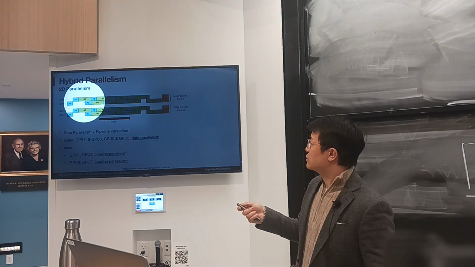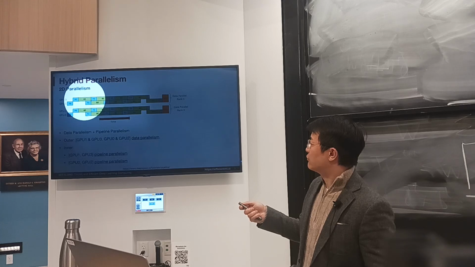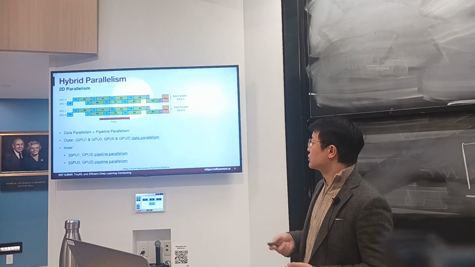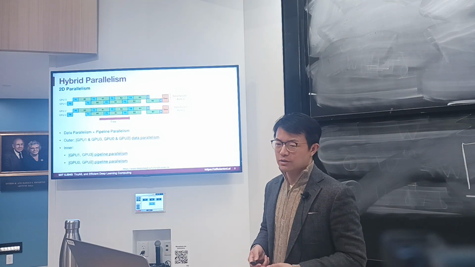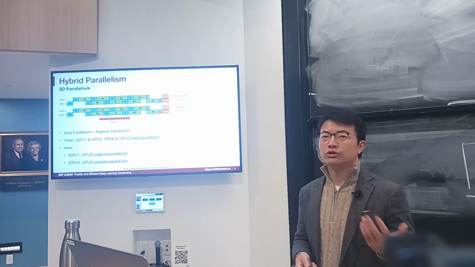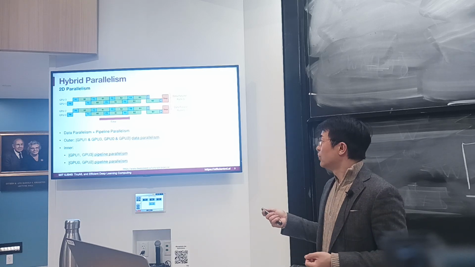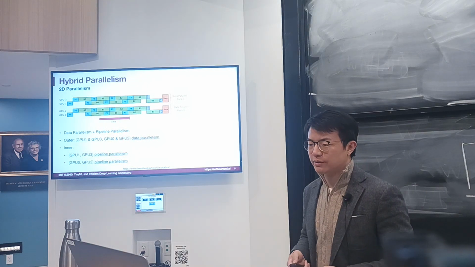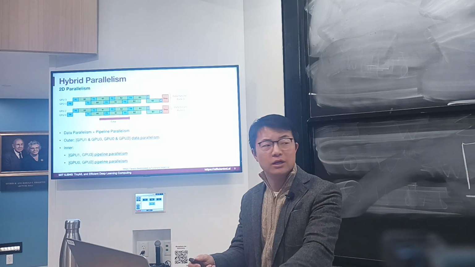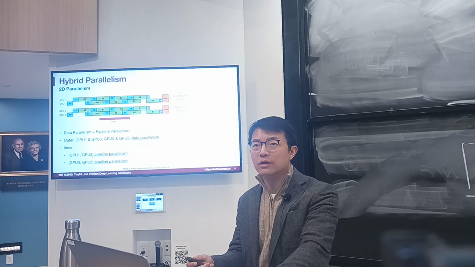So this is forward 1, forward 0, backward 0, forward 1, backward 1. So we are alternating between two GPUs to do pipeline parallelism. This is 4 GPUs, 2 by 2, with 2 hierarchies. One is doing data parallelism on the outer side, the other is doing pipeline parallelism on the inner side.